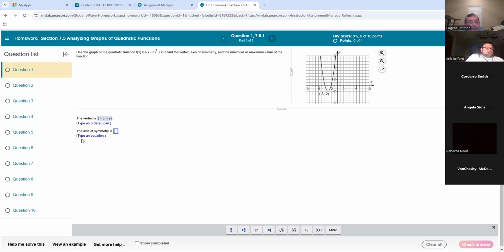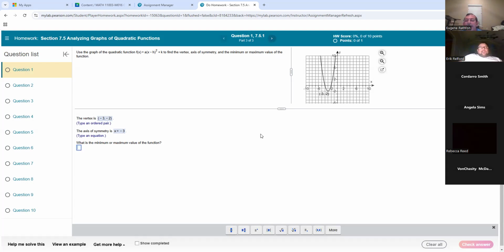The axis of symmetry. Now notice it says type an equation. Well, we said the axis of symmetry was equal to x equals one of these two numbers. Was it equal to the x value or was it equal to the y value? So y'all, what would y'all put? X equals what? So -2. Well, let's see, which one's my x value? My x value is actually the -3. So y'all remember, the axis of symmetry is x equals whatever the x value was, which was -3. Okay? Then you're going to check that.